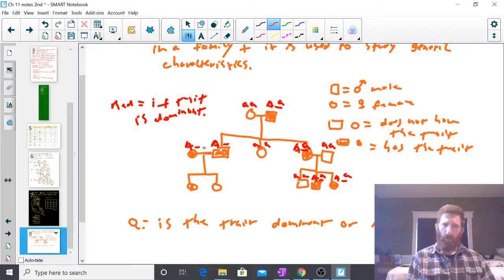And then here we have two parents with the trait. And so then this one is a true big A blank because they could have gotten a big A from mom and then a big A or a little a from dad. And then here we have little a, little a. So we know that if the trait is dominant and this person doesn't have the trait, then that had to be little a, little a.